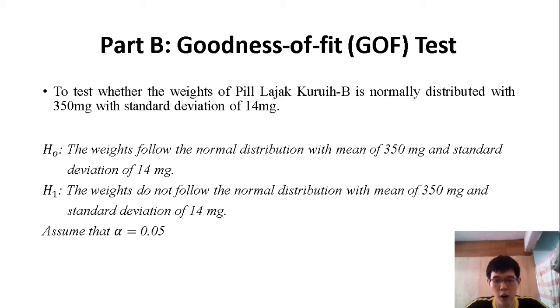First, we need to define our null hypothesis H0. The weight follows the normal distribution with a mean of 350 mg and the standard deviation of 14 mg. While the alternative hypothesis H1, the weights do not follow the normal distribution with a mean of 350 mg and the standard deviation of 14 mg. Then, we also assume the significance level alpha to be 0.05.